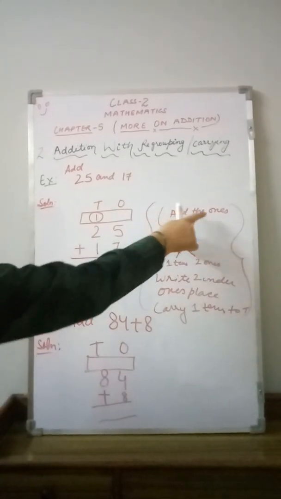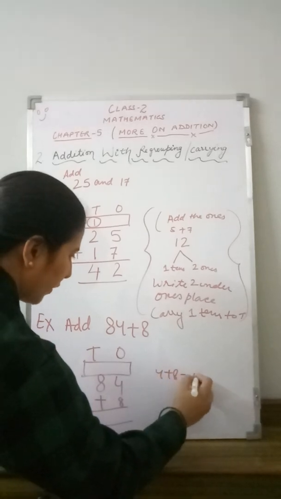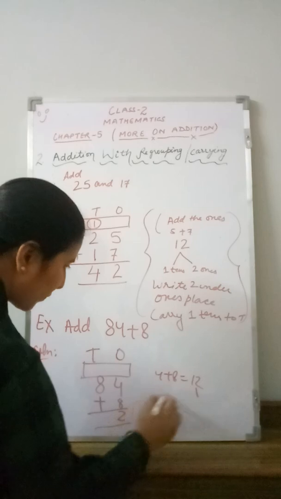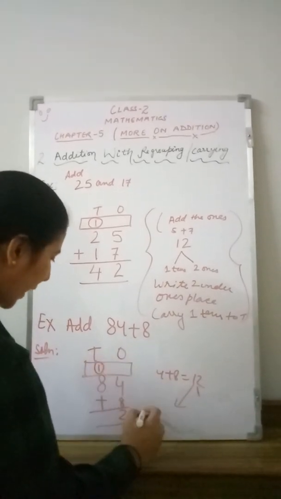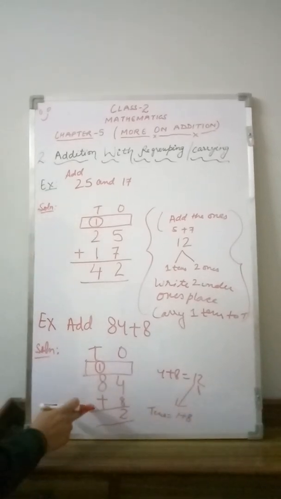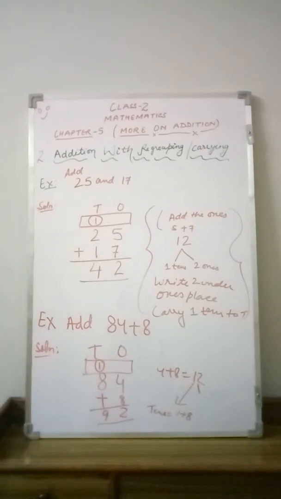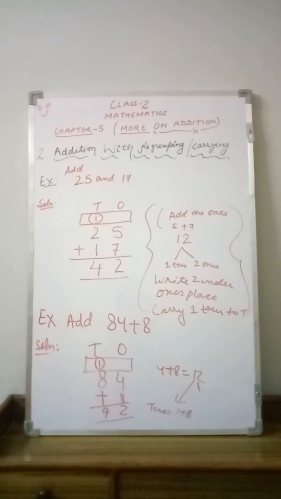According to the rule, add the ones. When we add ones, 4 plus 8, the sum is 12. This is the same as the above question, no problem. Write this 2 in the ones place and this 1 is carried to the next place. Now add tens. 1 plus 8, because there is no other number, so 1 plus 8 is 9. So this is the way to do addition with regrouping.